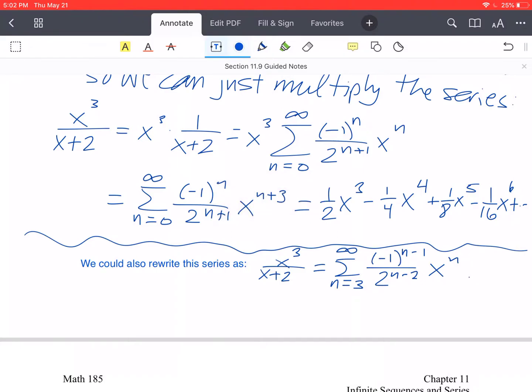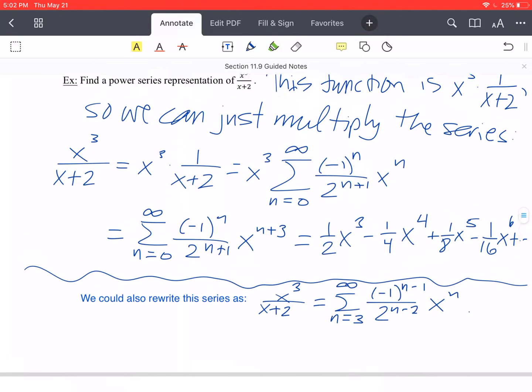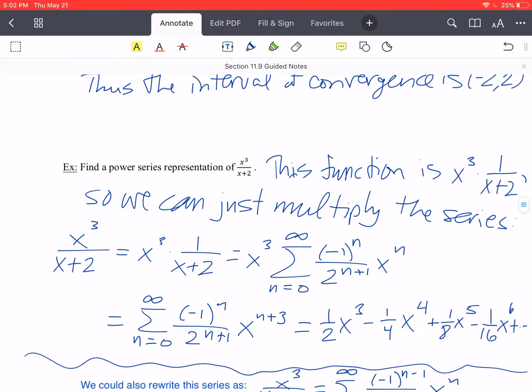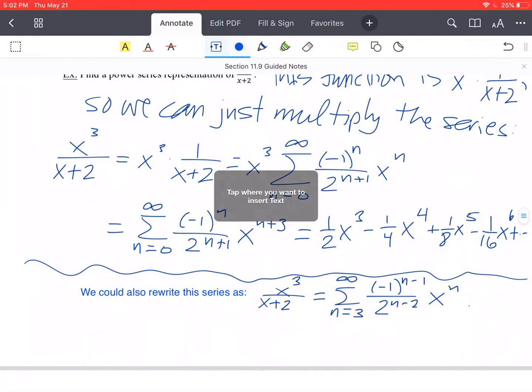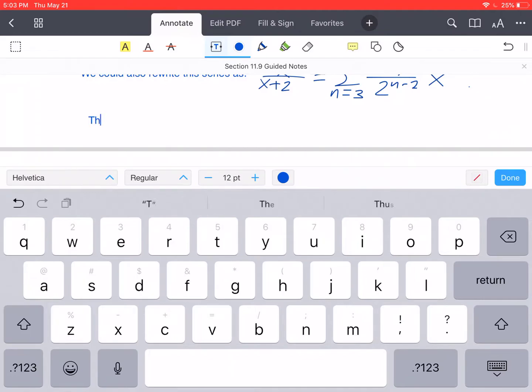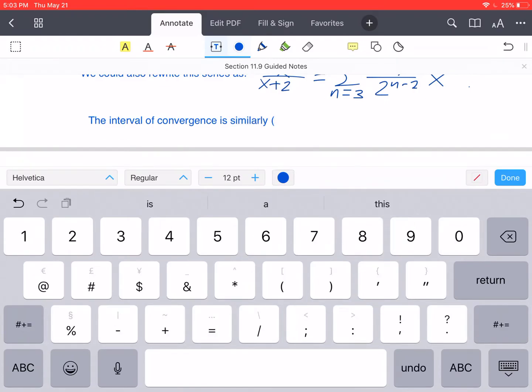And then this one, because we just manipulated by multiplying by the x cubed, the interval of convergence is going to be the same as the other one. So we didn't change the interval of convergence by applying this multiplication. Okay, so the interval of convergence is similarly negative 2 to 2.